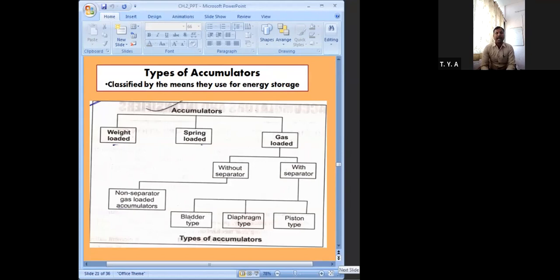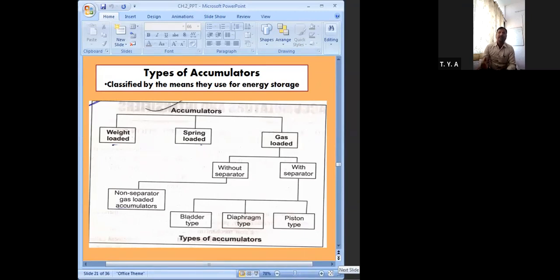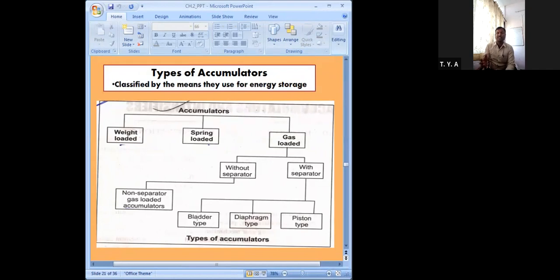Okay, types of the accumulator, that means the classification of the accumulator by the means of how they use the energy storage. Classified by the means they use for energy storage. These accumulators are classified in terms of the manner in which load is applied. Based on that, here also the classification of accumulator is there.